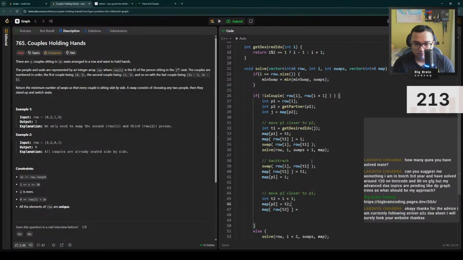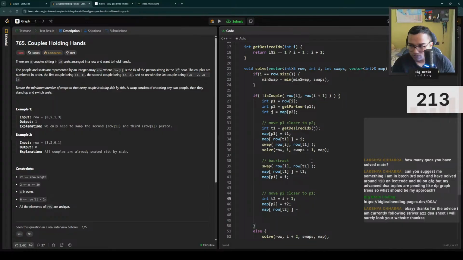Then map of P2 becomes T2, and J was map of P2. J is already there. Row of T2 becomes... shit. Now I have lost some crucial information here.